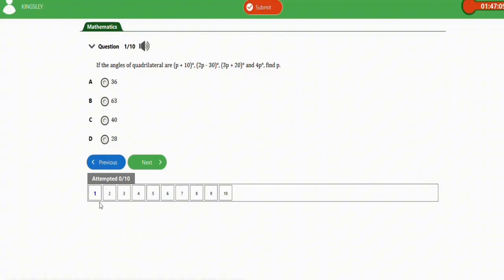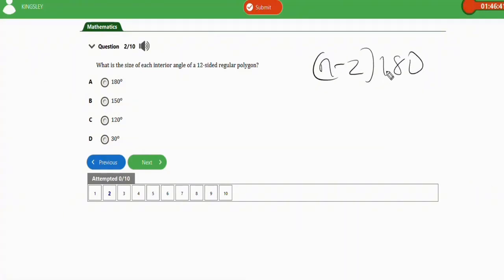So guys, the next repeated question will be this question. We have: what is the size of each interior angle of a 12-sided regular polygon? So guys, note this formula. This is the formula we apply to find this. The size of an interior angle of a regular polygon is n minus 2 times 180 over n. Okay, so in this question we have n to be 12.